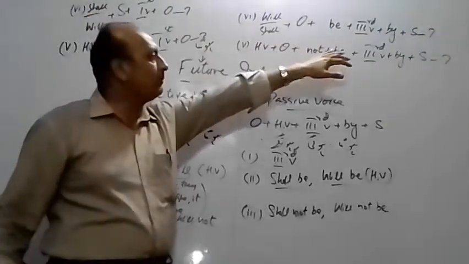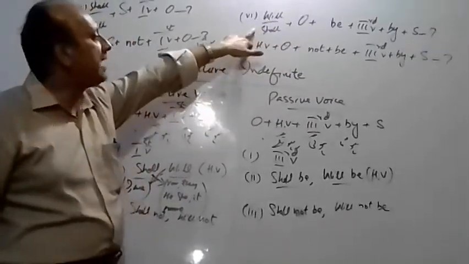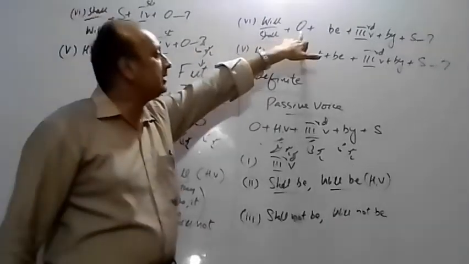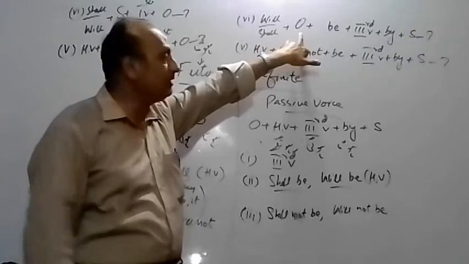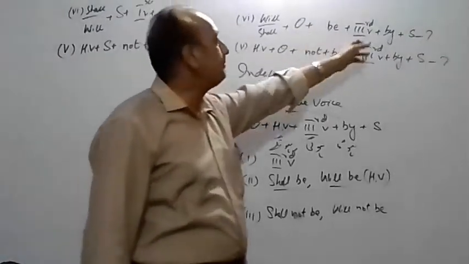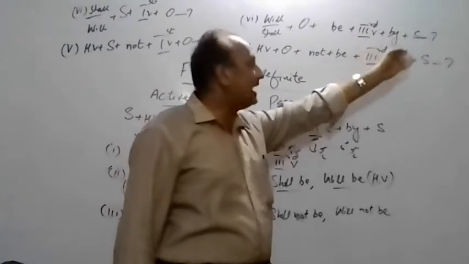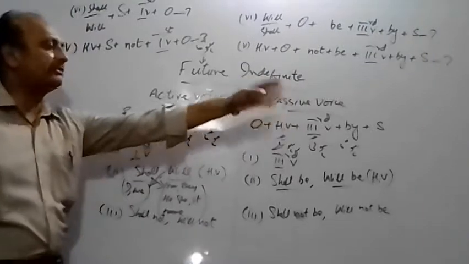So in the passive voice, obviously, as you know, you have the helping verbs here, but here you have the object rather than the subject. Okay? And you place the object here, then you will place be, then you will place the third form of verb, then by, and in the end you will apply the subject, and then the question mark.